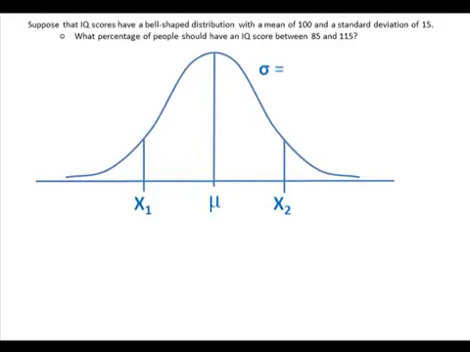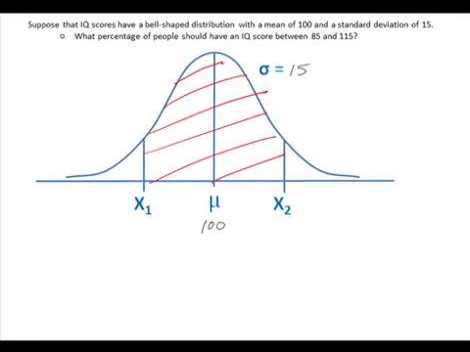Suppose that IQ scores have a bell-shaped curve with a mean of 100, a standard deviation of 15. What percentage of people should have an IQ score between 85 and 115? We shade the inside of the graph. This is the distance between 85 and 115.